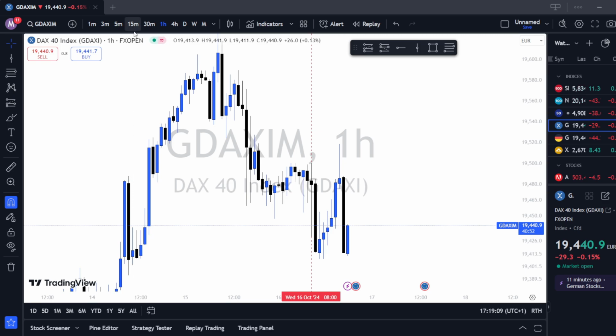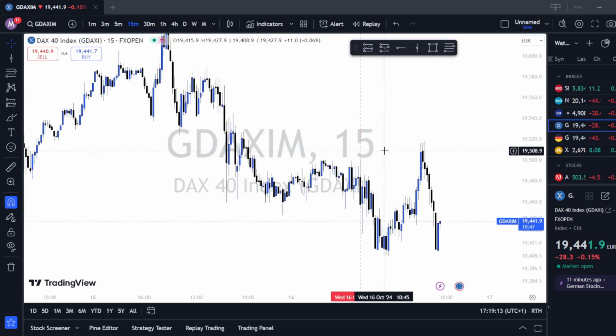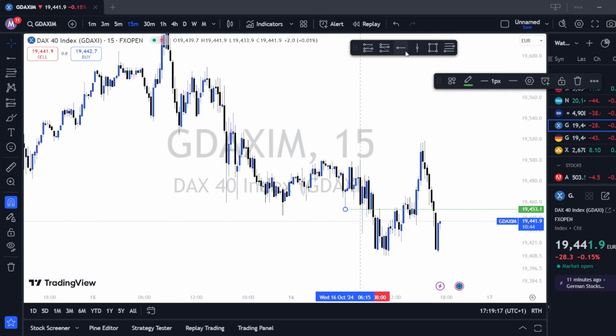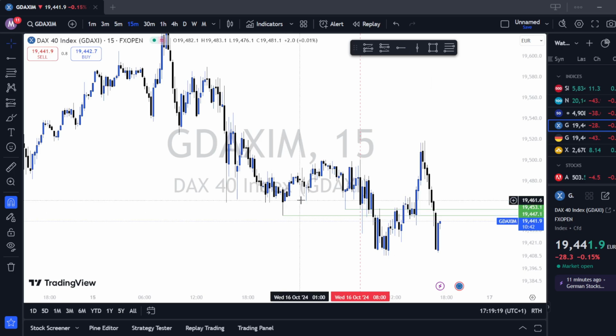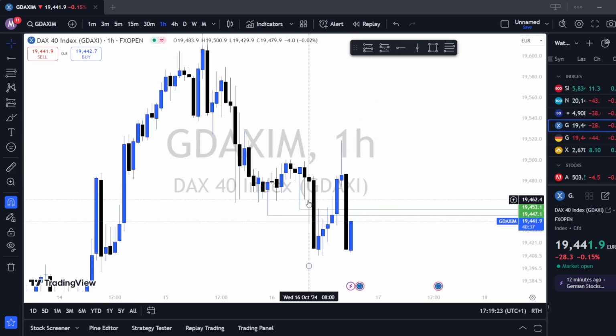So I went into the 15-minute time frame. I marked out liquidity. So I marked this one out, this one out. And if you look into the 1 hour, you'd see that it would basically wipe out all this 1 hour liquidity, which would drive the price up even more.